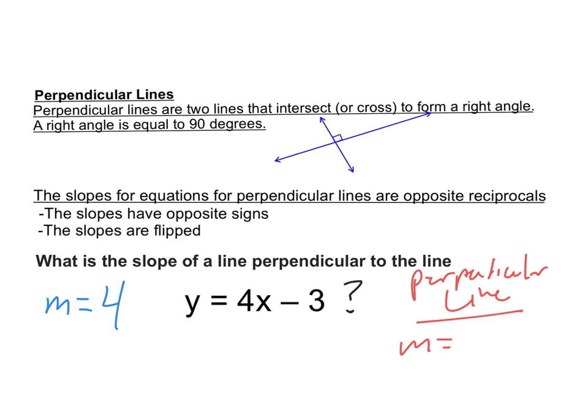What will the slope be? Here's what you do: opposite reciprocals. That means you change the sign and you flip it. So negative 1/4. That's all that you do to find the slope. Once you have the slope of the new line, you proceed like you would before. Got the slope, now I have to find the y-intercept and I'm good to go. Are there any questions about finding the opposite reciprocal? That will guarantee that the equation for the new line will be perpendicular.